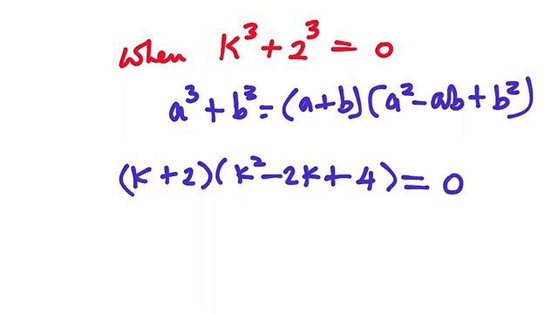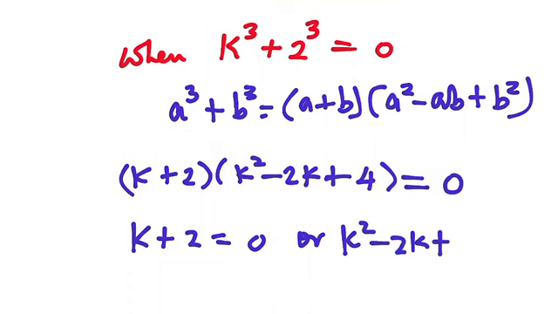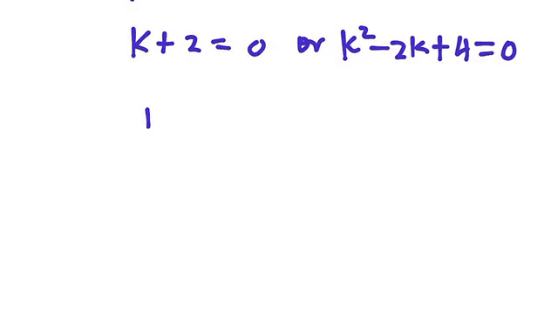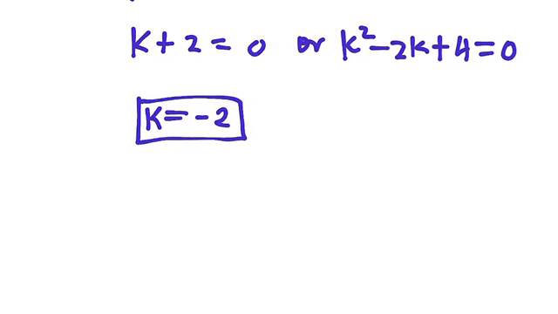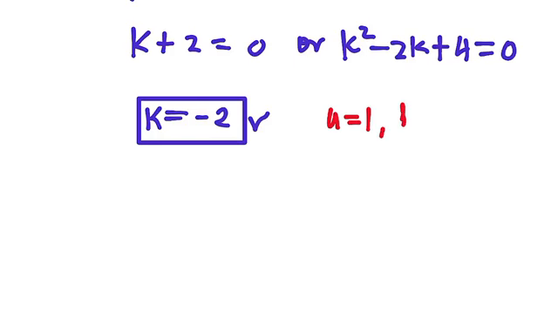Then everything equals 0. So from there, we can have k plus 2 equals 0, or k squared minus 2k plus 4 equals 0. From there, we have k equals minus 2 if we transpose 2 to the other side, so we have one solution. Then here, we're going to relate the other with a quadratic equation. a is 1, b is minus 2, and c is 4.